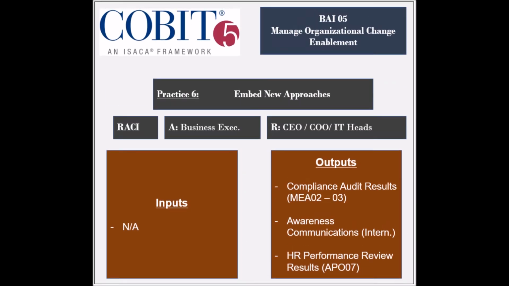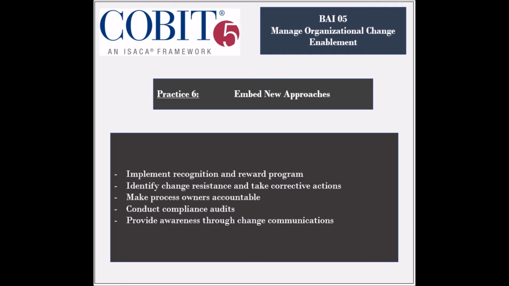The sixth practice is to embed new approaches. The entities that are responsible include the Chief Executive Officer, the Chief Operating Officer, and several IT heads and managers. The practice receives no inputs, but generates 3 outputs, which are the compliance audit results to be used by the MEA2 and 3 processes, the awareness communications to be used internally, and the HR performance review results to be used by the AP07 process. The activities involved in this practice include using performance measurement system and recognizing achievements.